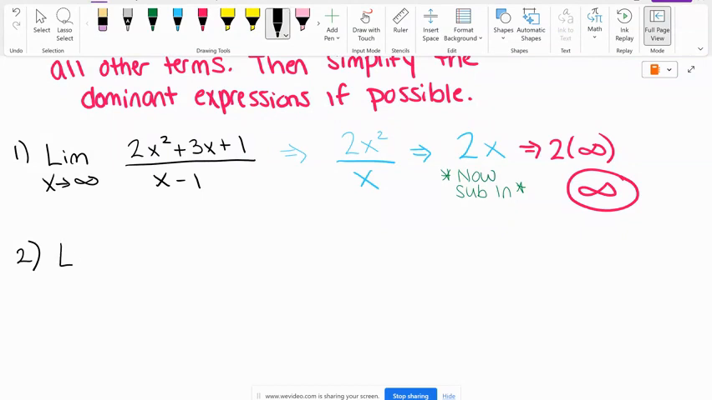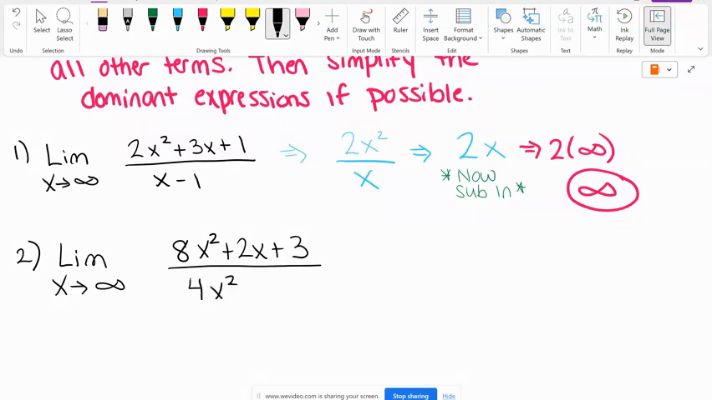So let's do this. The limit as x approaches infinity of 8x squared plus 2x plus 3 all over 4x squared minus 1. Now the thing with this is I can factor the bottom, but I don't care about that, because what am I approaching? Not a number. What am I approaching? Infinity. So when we're approaching infinity, what's the rule? Take the most dominant.